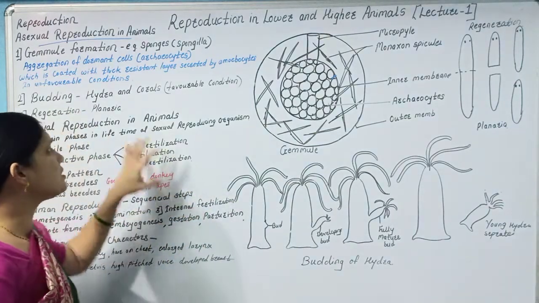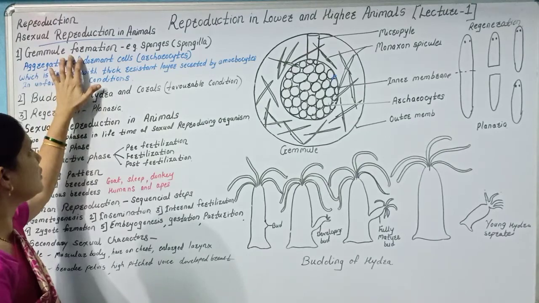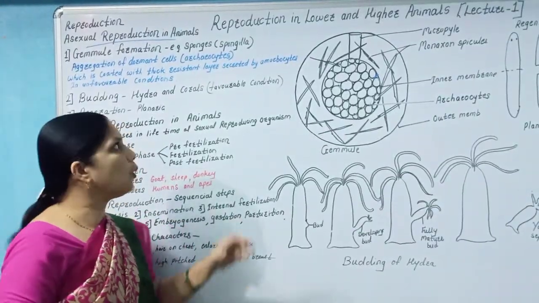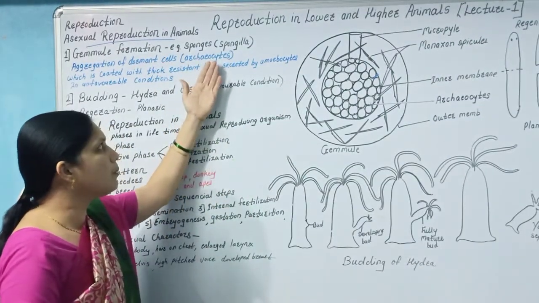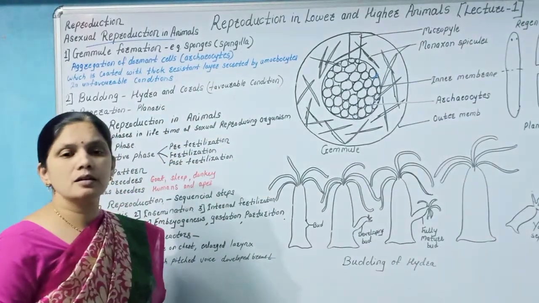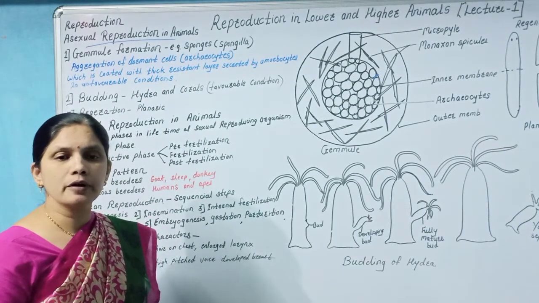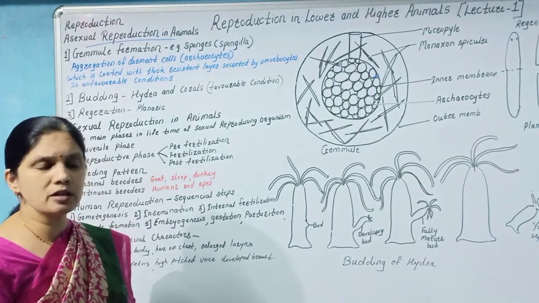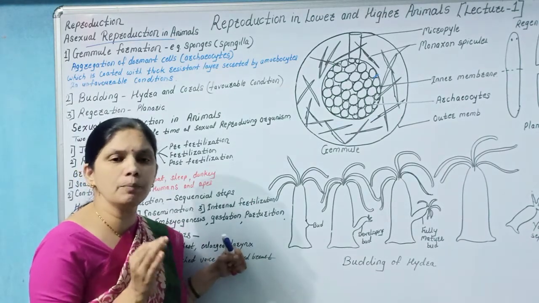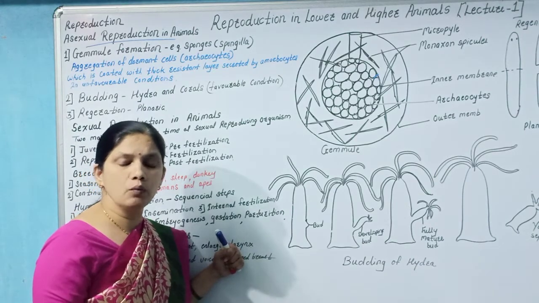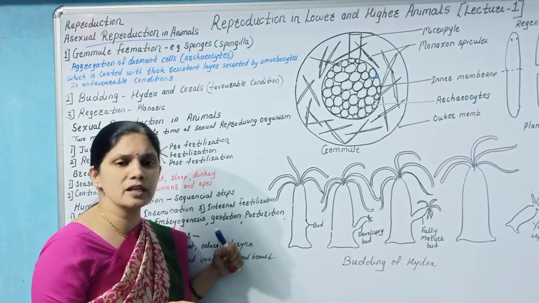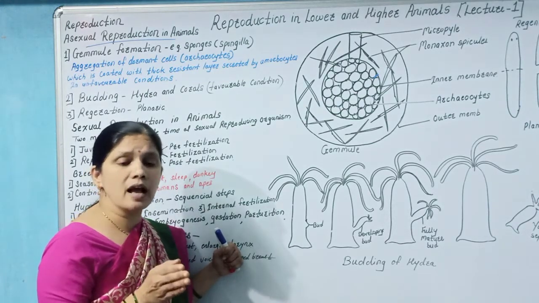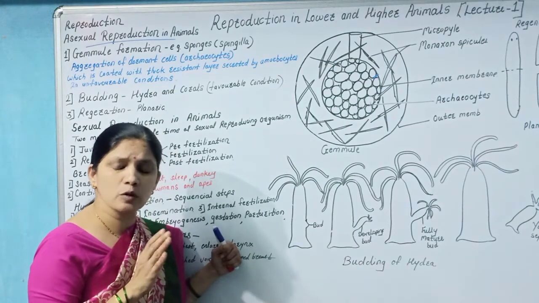One of the methods of this asexual reproduction is gemmule formation. This gemmule formation is observed in sponges, for example Spongilla. In these animals, asexual reproduction takes place by gemmule formation. How does this gemmule formation take place? Whenever there is an unfavorable condition. जर environment मध्ये unfavorable condition असेल, in that adverse condition, this animal cannot survive. तो survive होऊ शकणार नाही.